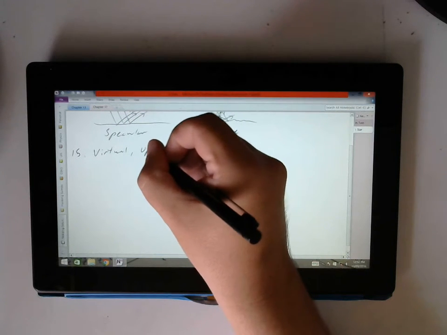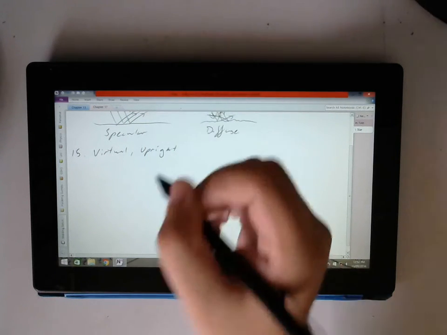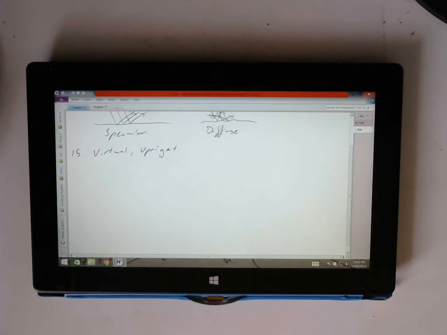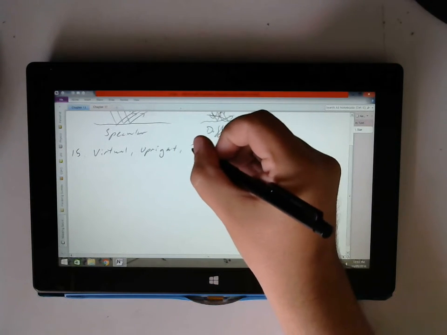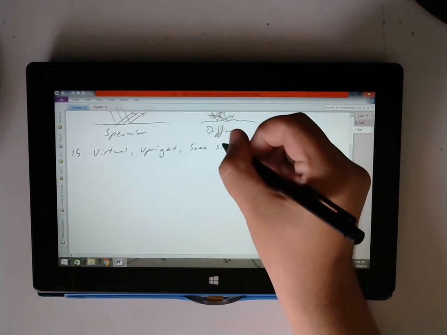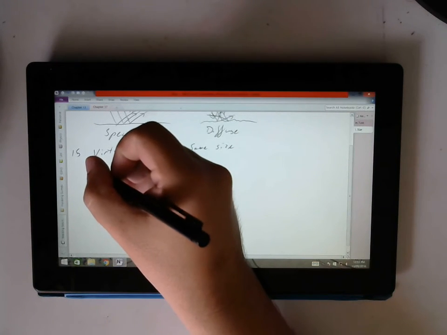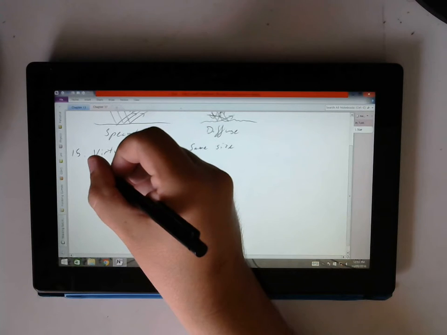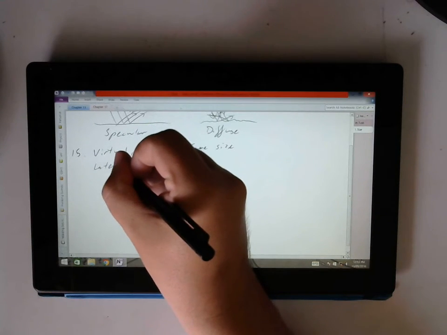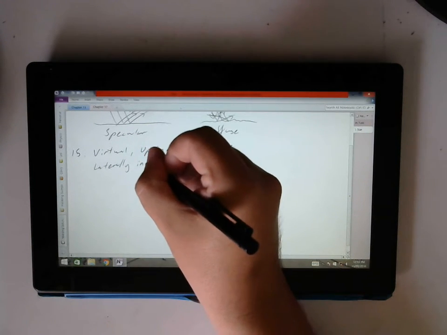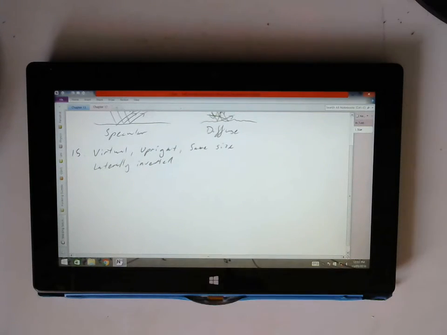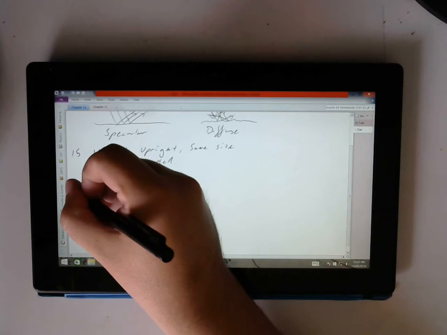It is upright. And if I look in a mirror, I don't suddenly appear upside down. That would kind of be useless. And finally, it is the same size. It is not magnified, and it is not reduced. You can also say laterally inverted. It's only asked for three, but let's also put in laterally inverted, in that we see things flip around the other way.